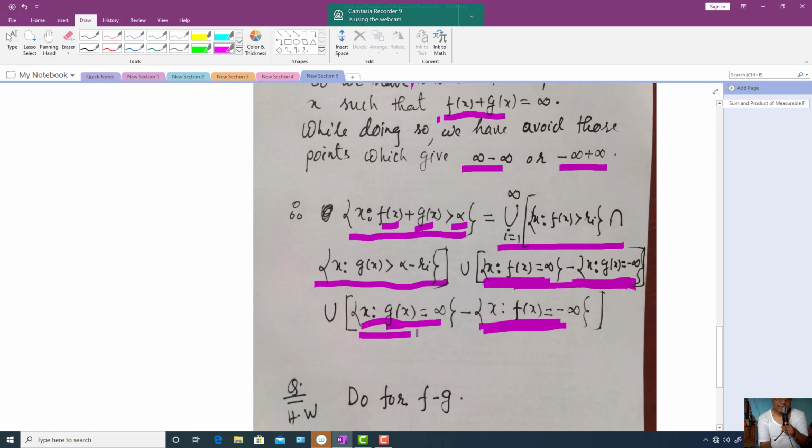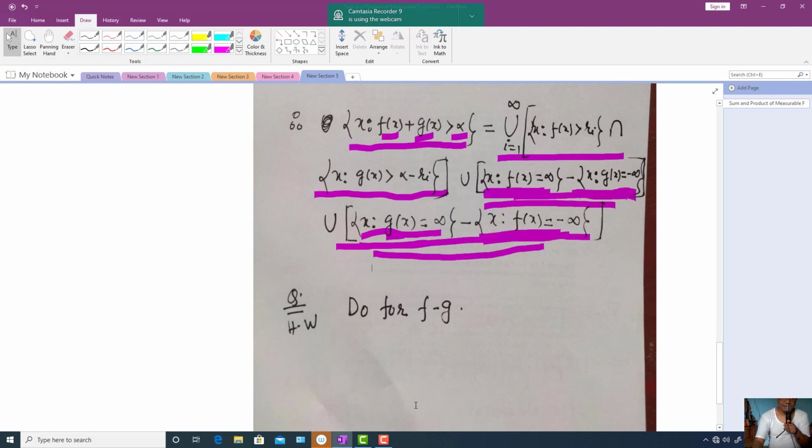Since g is measurable, this set is also measurable. From this you have to take out those points which will give you minus infinity. So this whole thing is a measurable set. By including these two sets, this one and this one, you have extended the above theorem to extended real valued functions. And this is the theorem I wanted to discuss with you today.